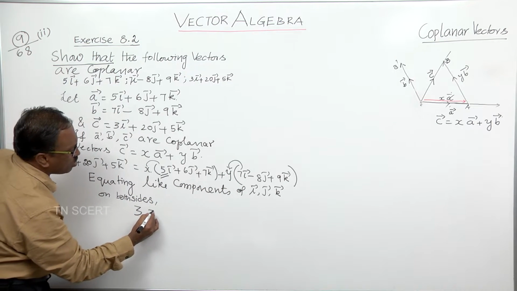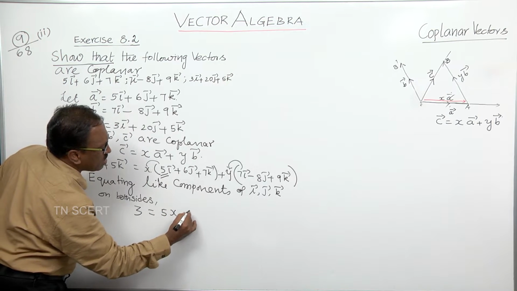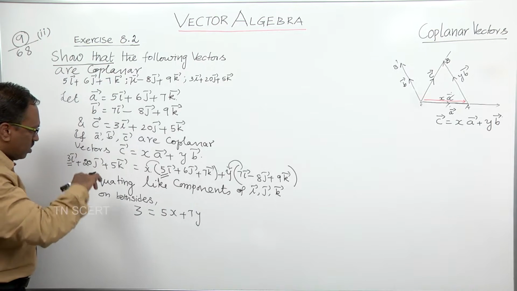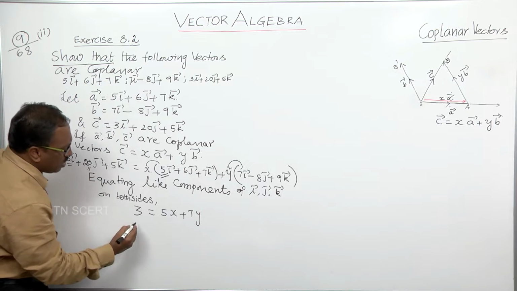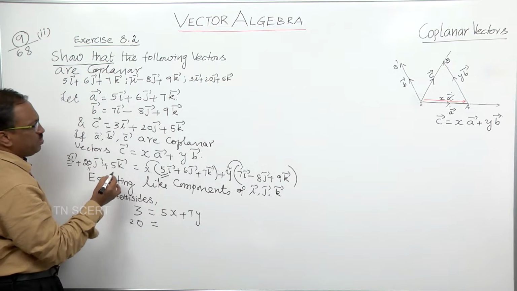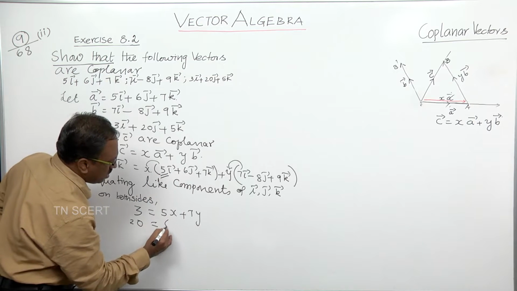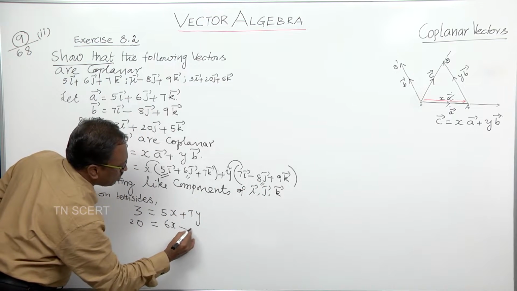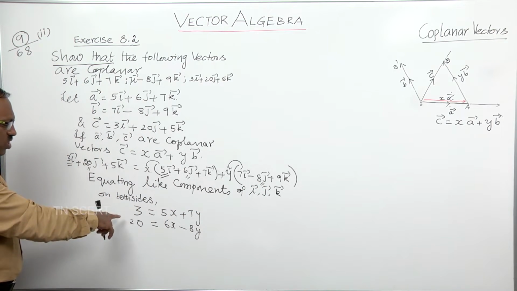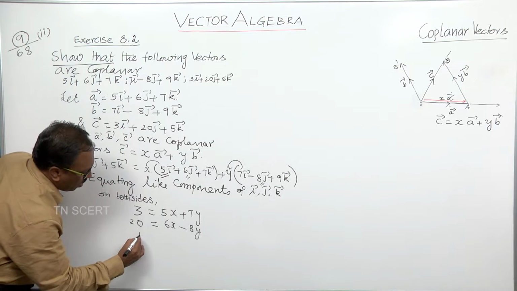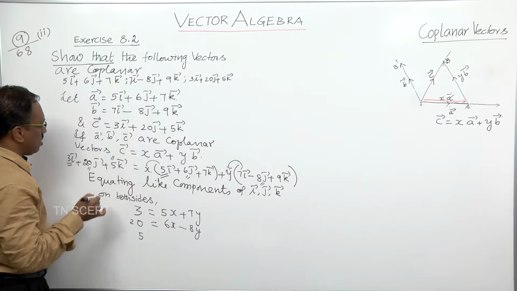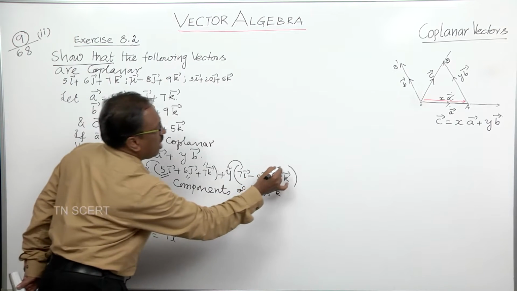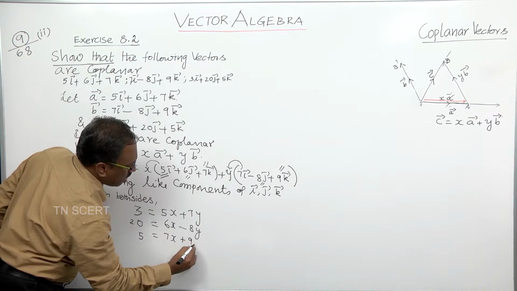Likewise, on each side I wish to take now 5x plus 7y. So, the first is the I components. First we have taken I. Next j. J is what? Here 20 is equal to 6x minus 8y. That is for j. And for k, that is 5. Remember that this is 5 and here it is 7x plus 9y.